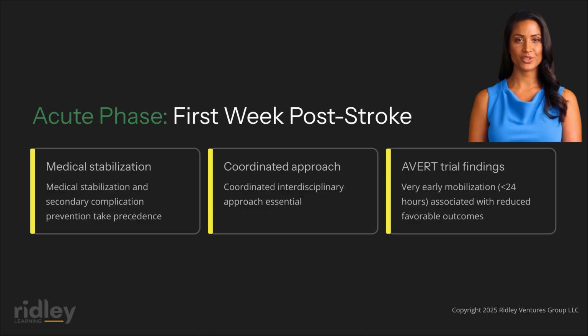The landmark AVERT trial and subsequent analyses have demonstrated that high-dose, very early mobilization initiated within 24 hours of stroke onset was associated with reduced odds of favorable outcome at 3 months compared to usual care, fundamentally reshaping clinical practice guidelines regarding mobilization timing.